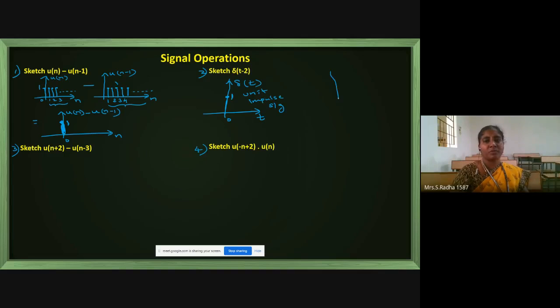Now what we have to do? Del of t minus 2. Time shift we have to do. So right shift the signal 2 units. Minus means delay. Delay means you have to shift in the same direction. So height is 1. Whatever is present at origin, I have done a 2 unit right shift.